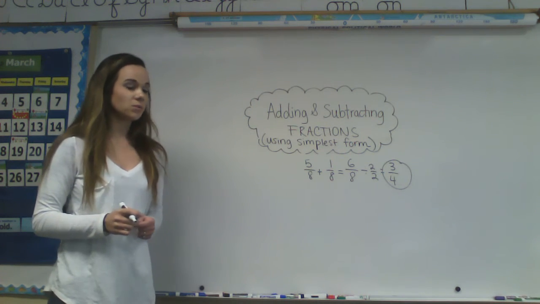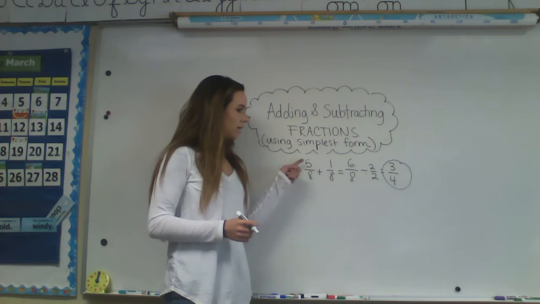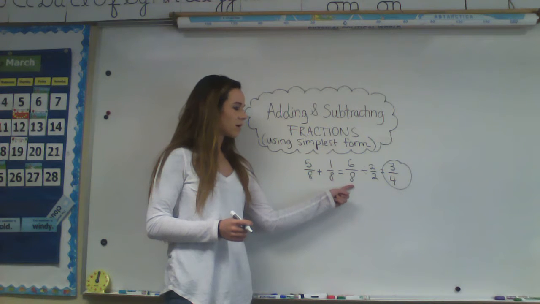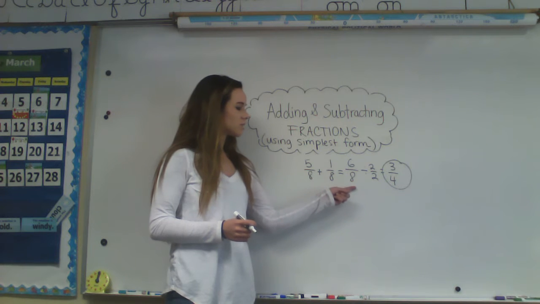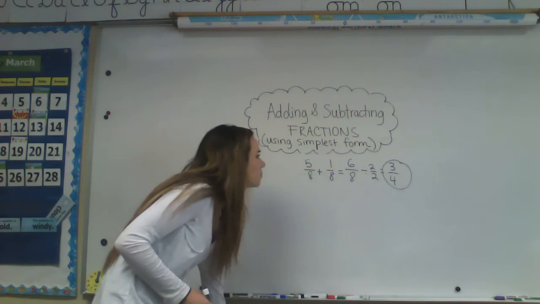So just to remind you what we did here, we kept our denominator, we added our numerator, and then we asked ourselves if we could simplify this number. And we did that by finding out that 2 can go into 6/8 equally, which gives us 3/4 as simplest form.